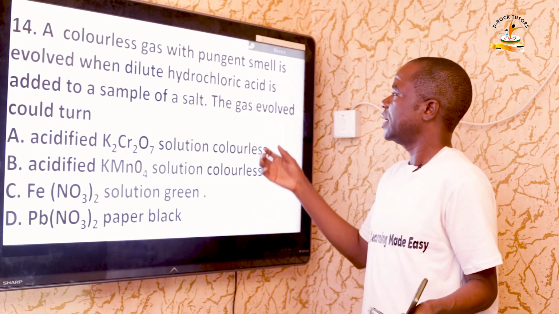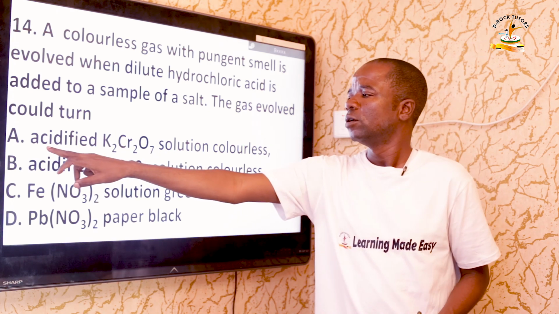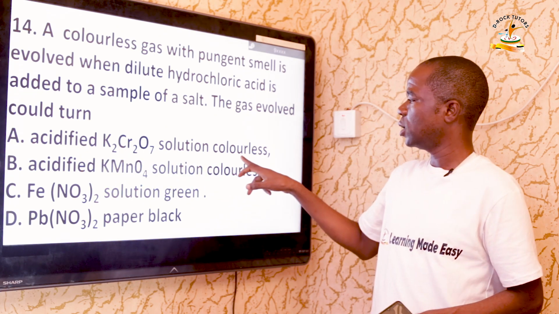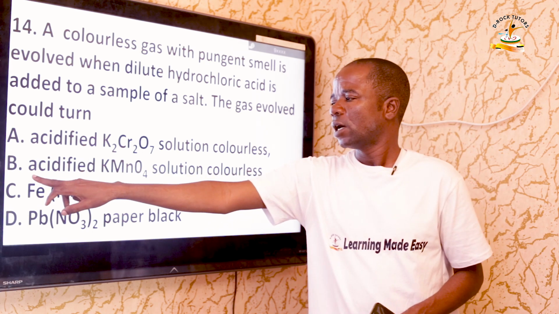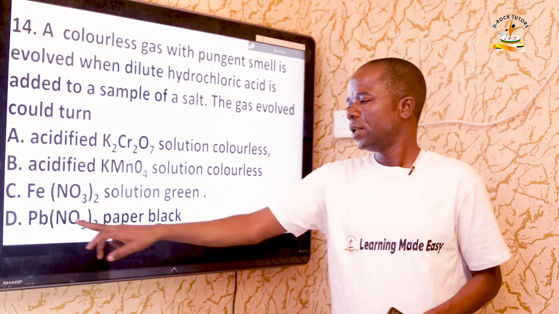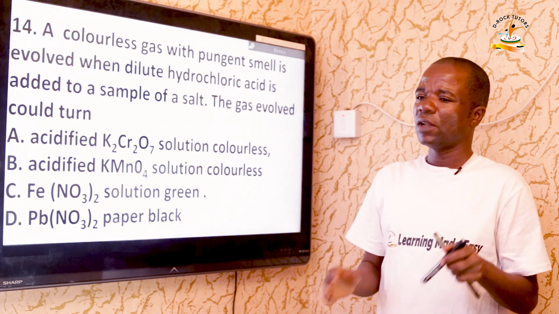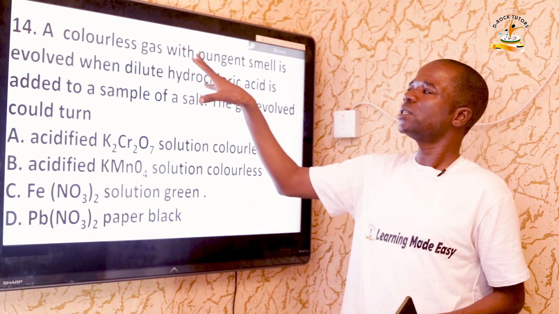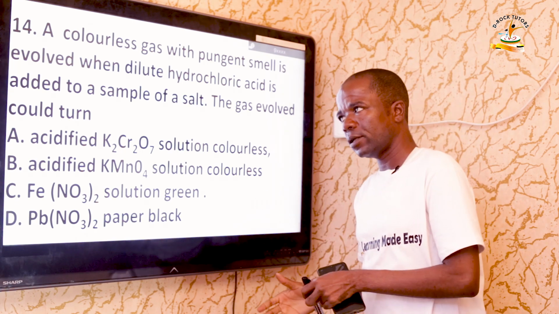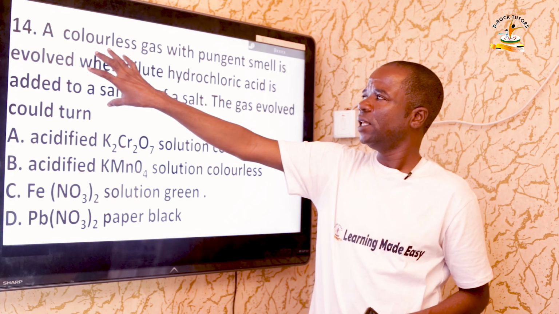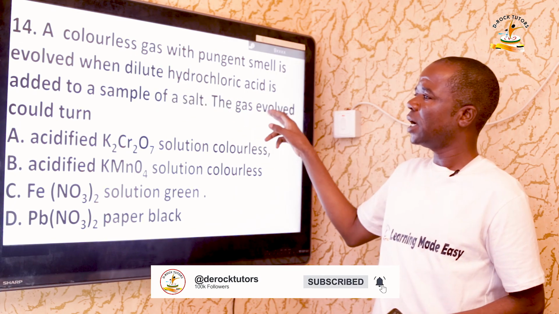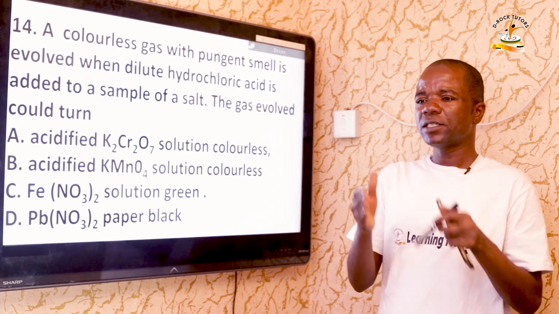Now, we are told that the gas evolved could turn between hydrogen sulfide and SO2: acidified potassium dichromate solution, colorless; acidified KMnO4 solution, colorless; iron nitrate solution, green; and lead nitrate paper, black. If the gas is hydrogen sulfide, it would have been specified as a colorless gas with a rotten egg smell. So the most likely gas, when they say colorless gas with a pungent smell that is evolved when dilute hydrochloric acid is added to a sample of salt, is SO2.